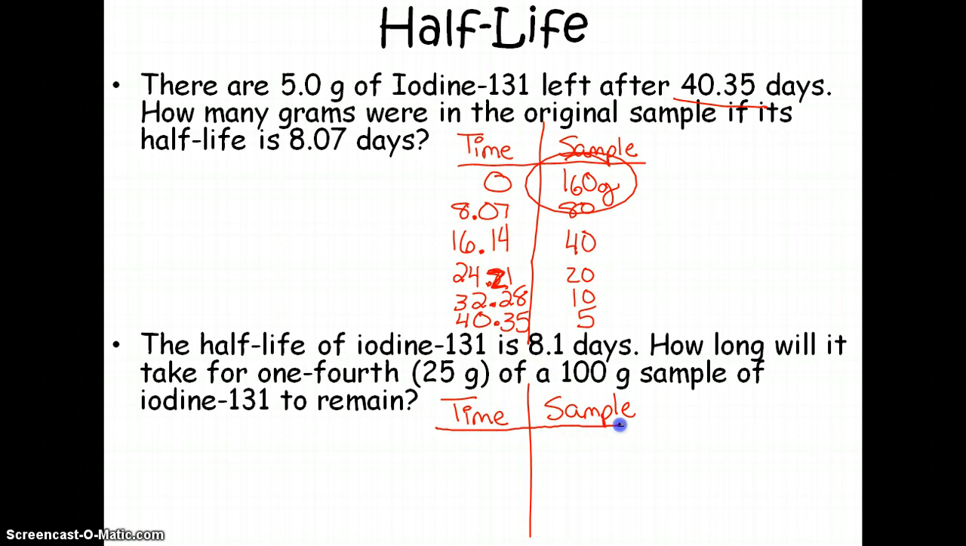All right, so it says that our half-life is 8.1 days, so we know that the first half-life we're going to 8.1 days. We want to figure out the time for only 25 grams of a 100-gram sample to be left. So you start with 100 grams, and you have your first 8.1 days, and it cuts in half. And then after another 8.1 days, it cuts in half again. Oh, you're already at 25. So 16.2 days.